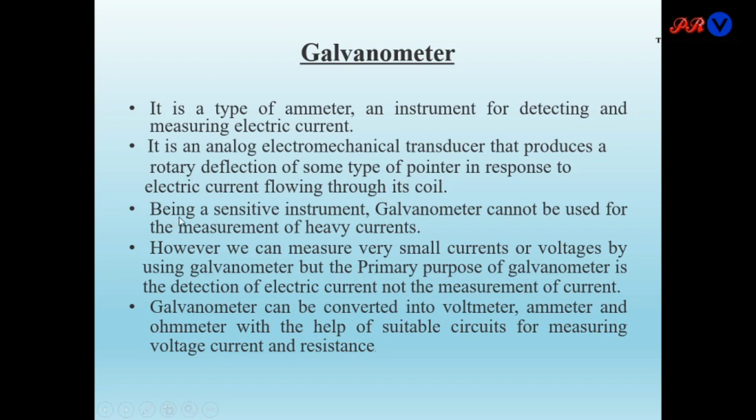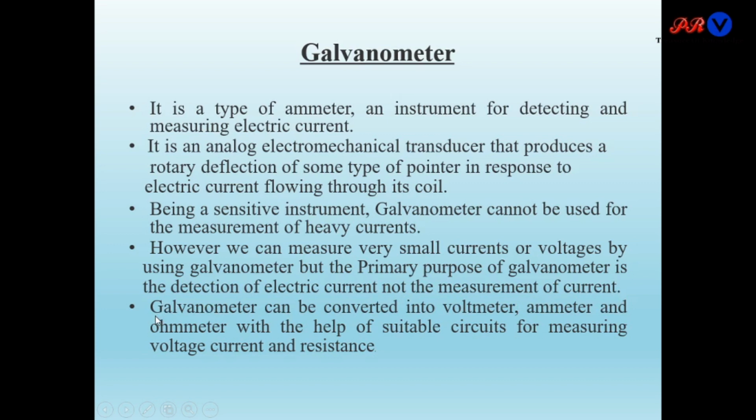Third point, being a sensitive instrument, a galvanometer cannot be used for measuring heavy current. It is only used for measuring or detecting small values of current. However, we can measure very small currents or voltages by using a galvanometer. But the primary purpose of a galvanometer is to detect the electric current, not the measurement of the current.